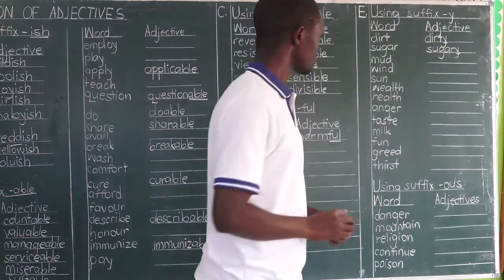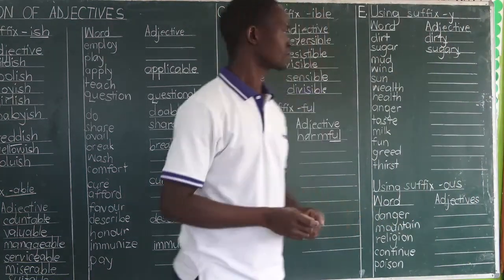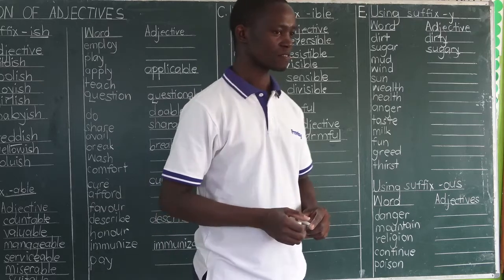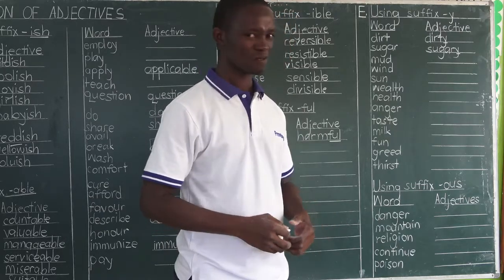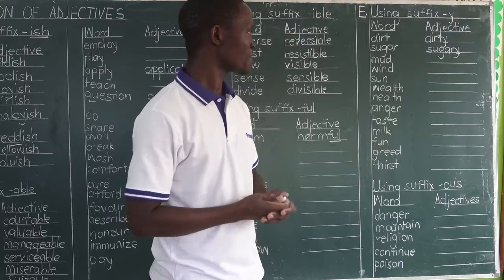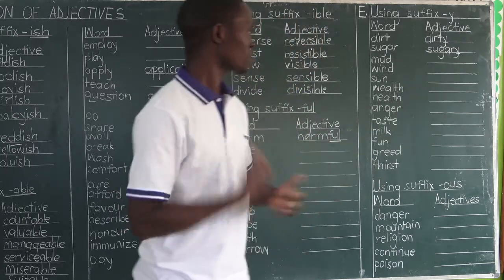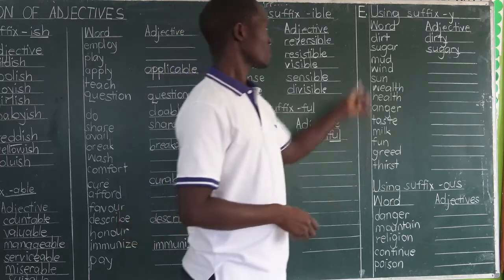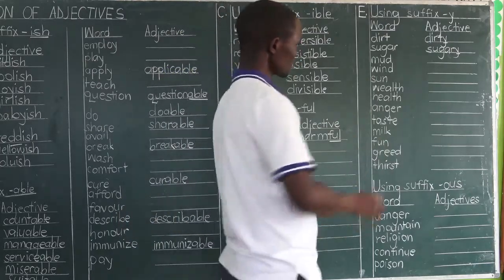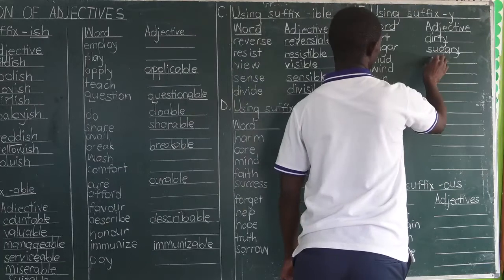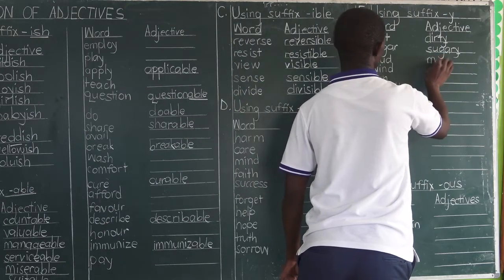The next word we have is mud. Mud changes to, obviously, muddy: a muddy road, a muddy courtyard, a muddy compound. So we have the word mud. I'm going to form the adjective as M-U-D-D-Y.